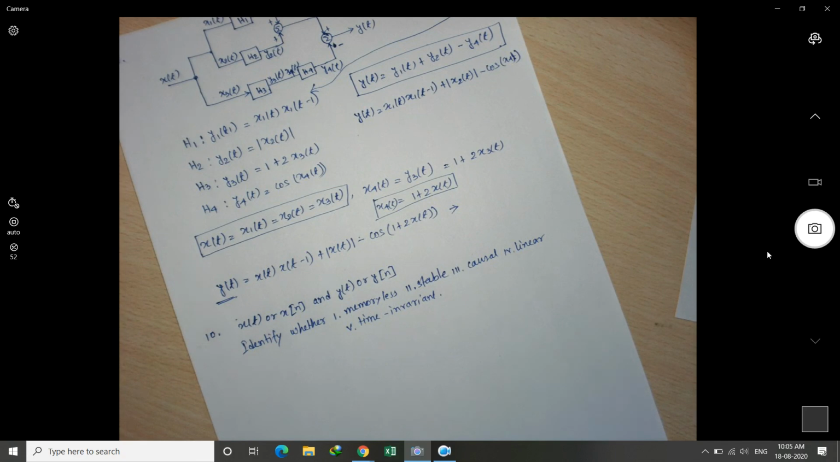Then linearity. Two characteristics or two conditions need to be satisfied by the system. One is superposition and another is homogeneity, right? So let us consider some inputs given at different time instants. Let us consider x1t and x2t. Different inputs have been given, so correspondingly the outputs will be there, y1t and y2t.